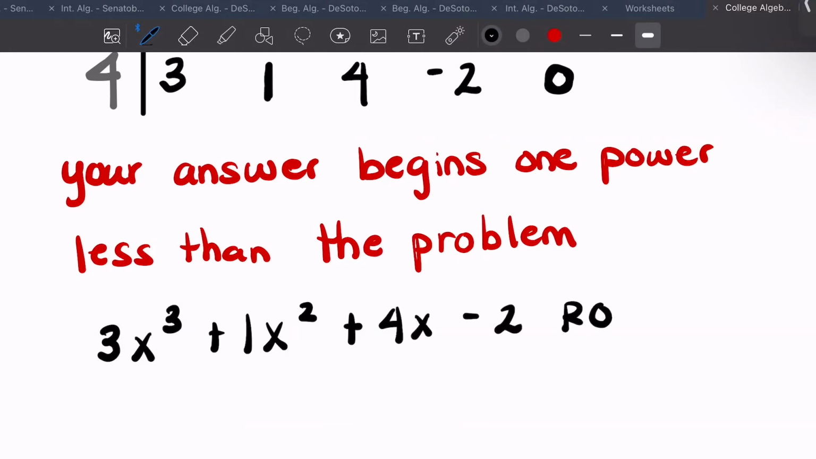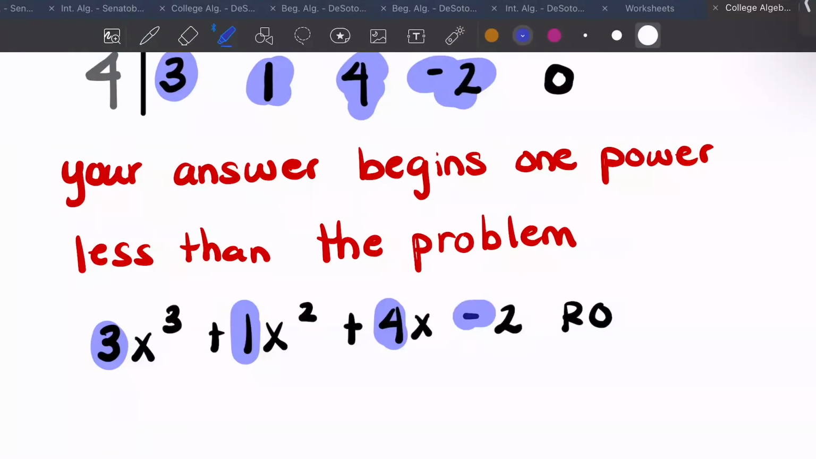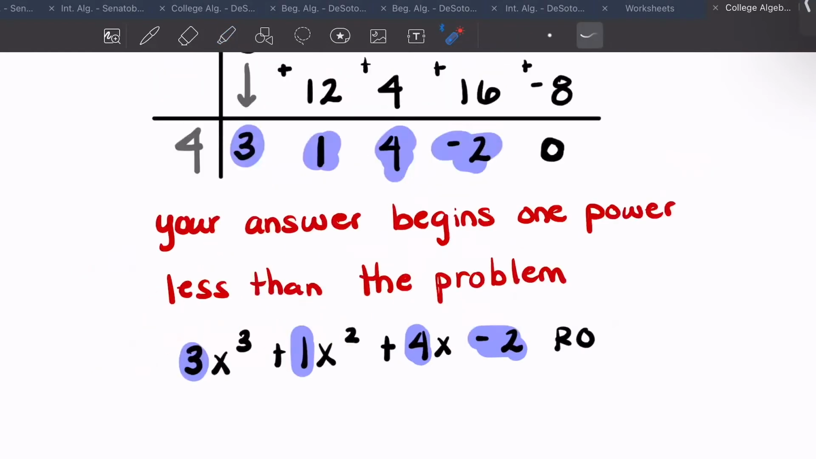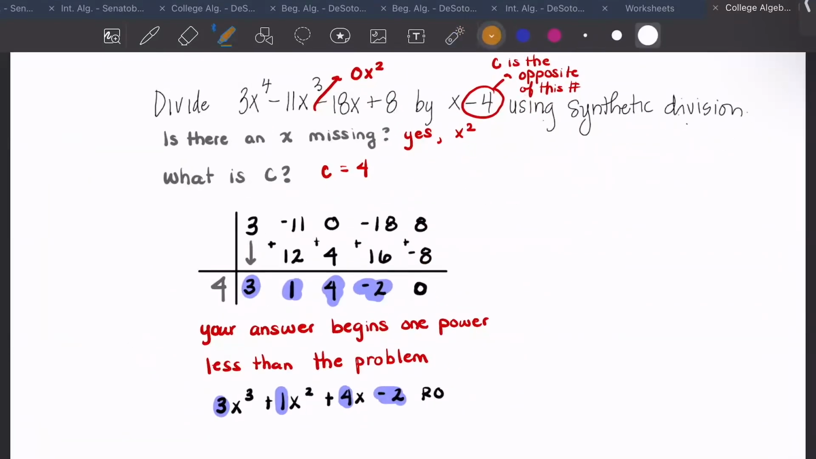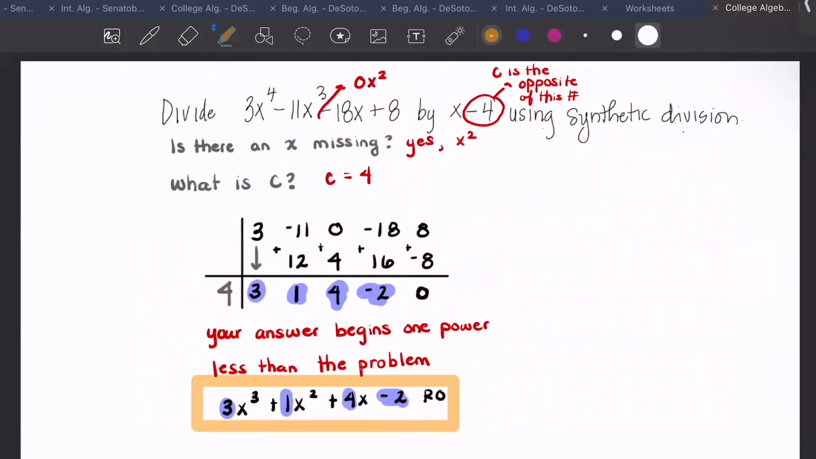All right. I got those. I'll highlight them for you. 3, 1, 4, negative 2. Okay. Those were my coefficients that I'm using. Right. And then once you start at 3, you just do 2, 1, 0. Okay. And that last number is always going to be your remainder. Okay. So this is your answer. That boxed in part, right?